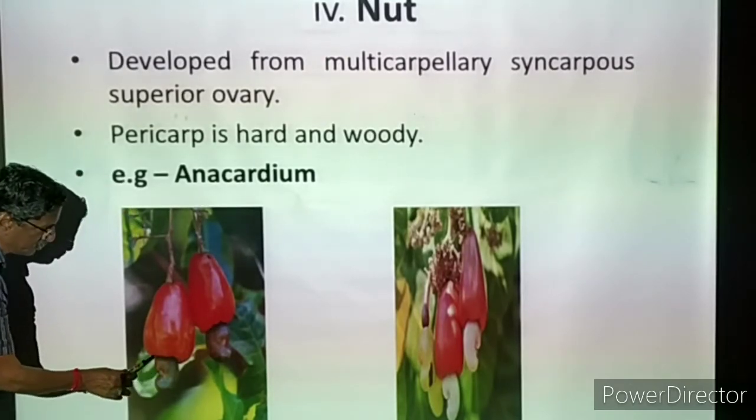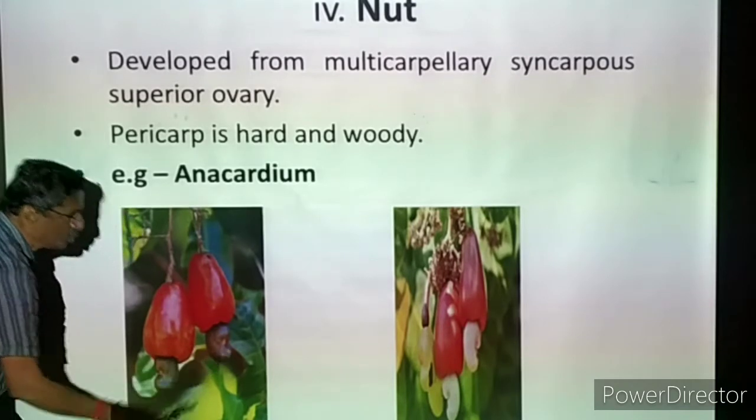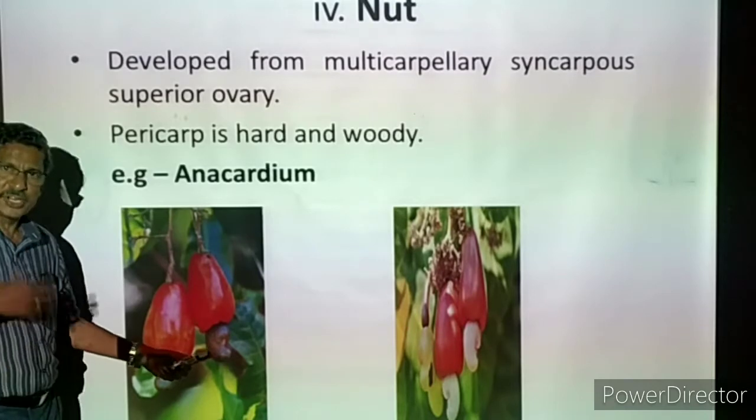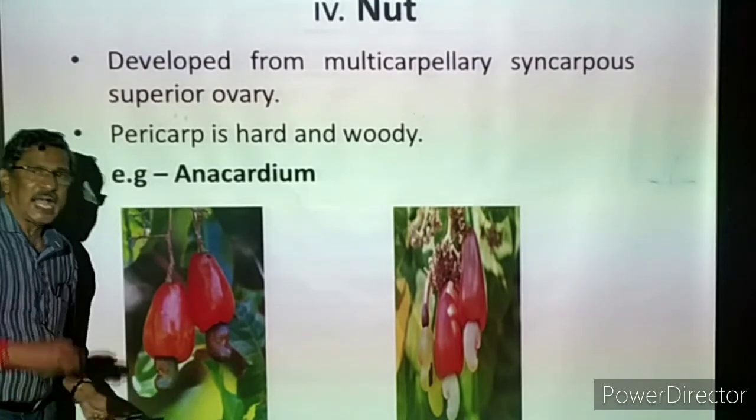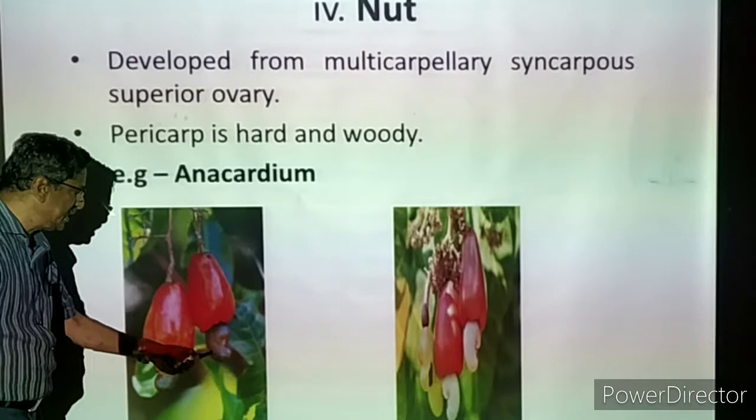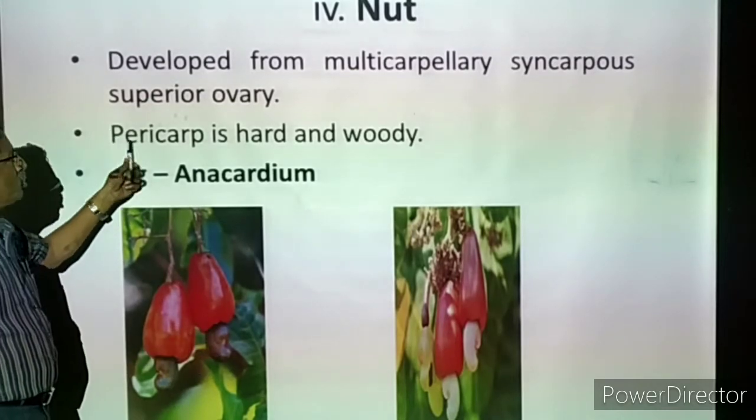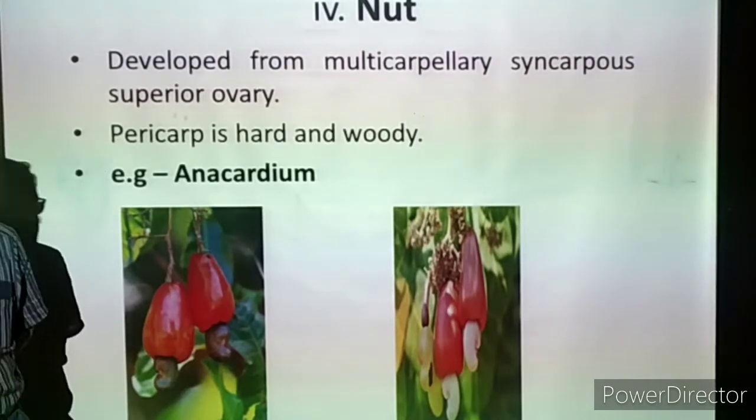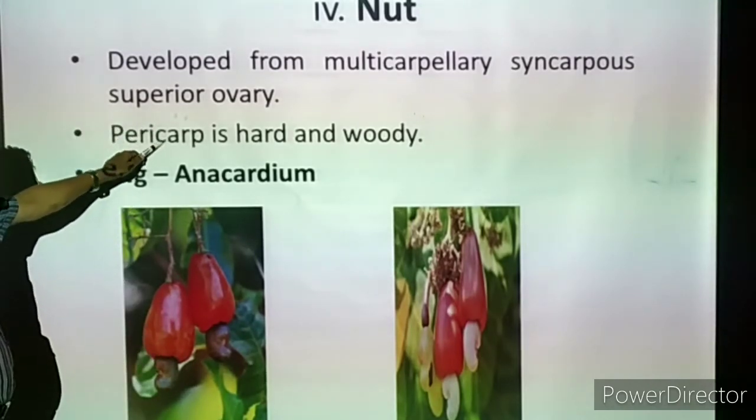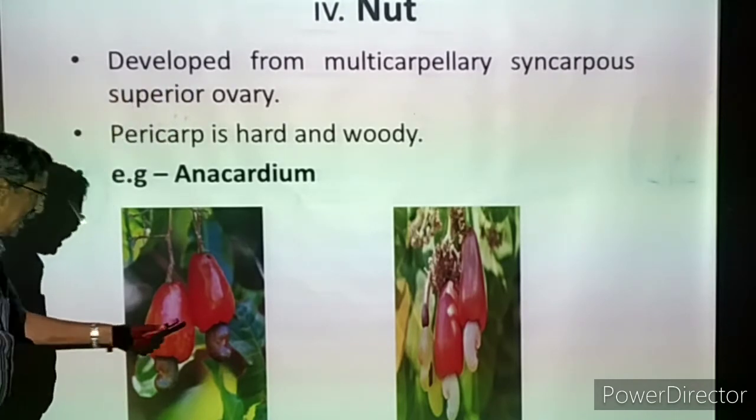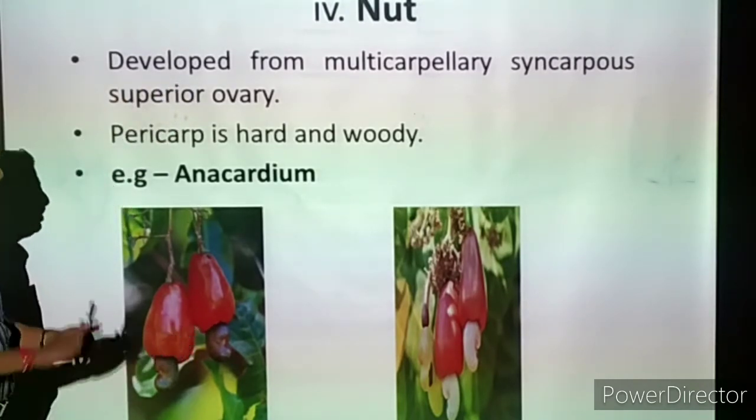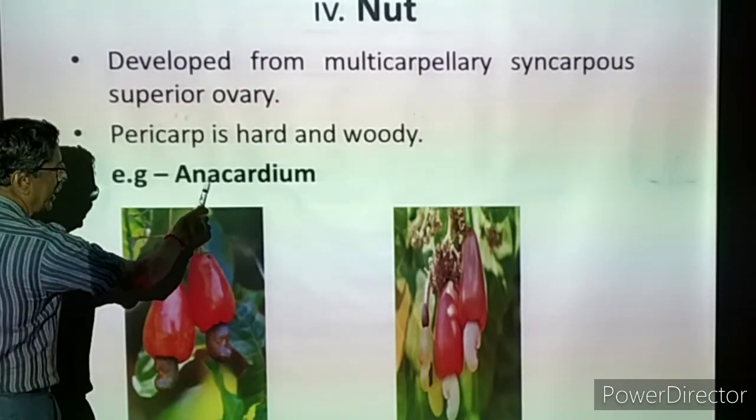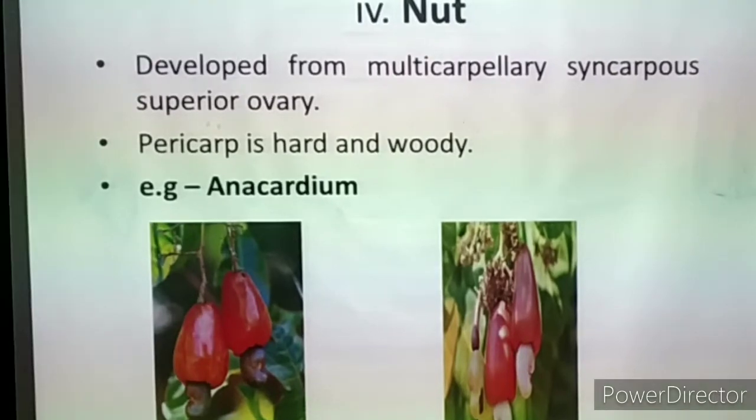Even in this, the actual fruit has a hard, shell-like pericarp. The pericarp is dryable; it dries very well. Inside that the actual cashew seed is present. The pericarp will be hard and woody, not like the others. This is the important characteristic feature of nut. If we break the shell, the pericarp, we can get the cashew seed. Example, Anacardium, the botanical name, but the common name is cashew nut.